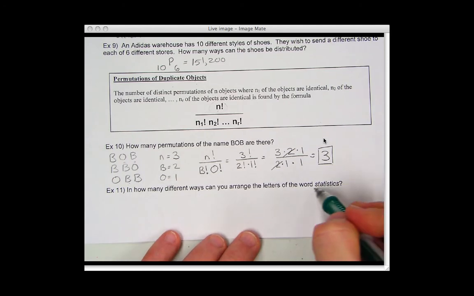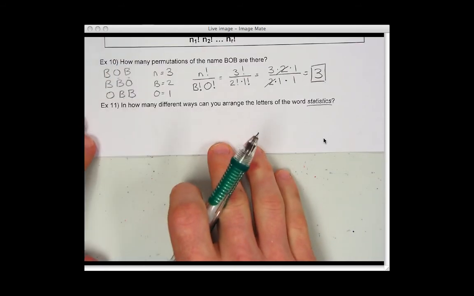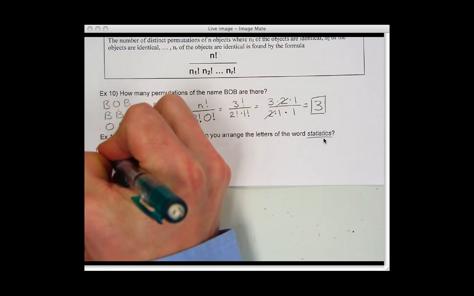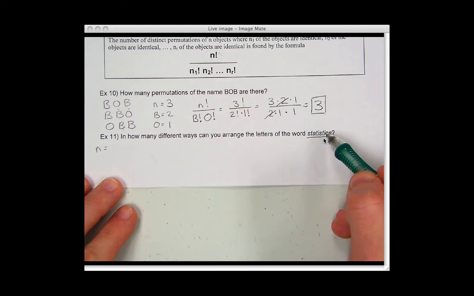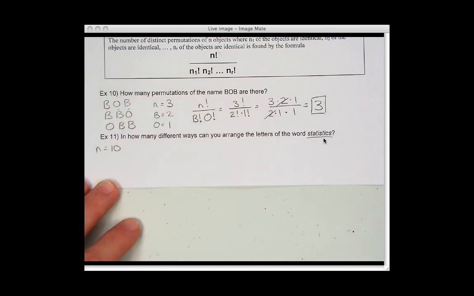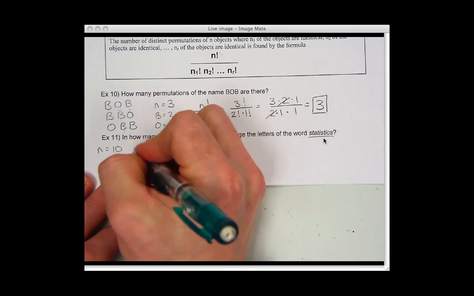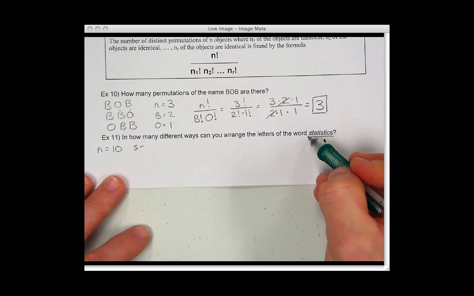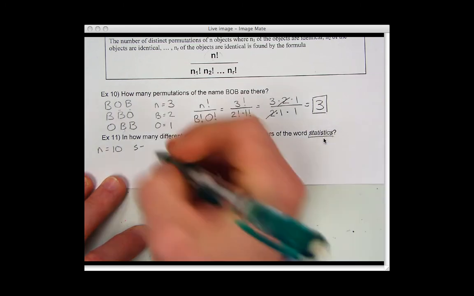All right, let's try it again for the word statistics, just so we can cement this concept. The first thing we need to find is n, the total number of letters. We have 1, 2, 3, 4, 5, 6, 7, 8, 9, 10. Okay, 10 possibilities. Then I start with the first letter, S, and ask how many S's there are. You just count them: 1, 2, 3. I cross them off as I go along.